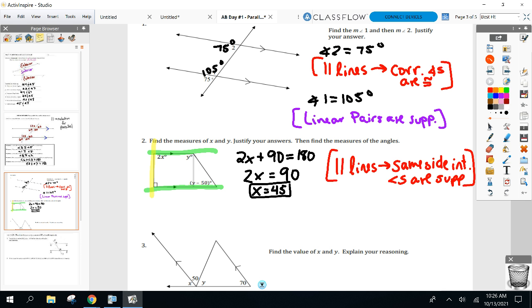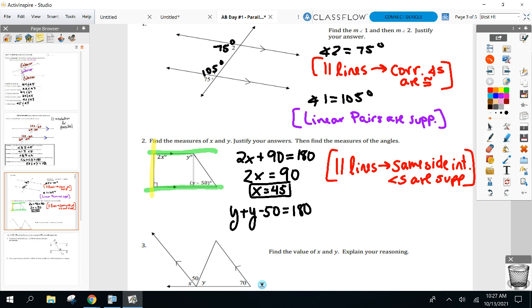What about the y and the y minus 50? What type of a relationship do they have? You think you know, Via? Aren't they like same side interior angles as well? So that means you have to add y and y minus 50 to make 180. Aren't they also inside and on the same side? Everyone agree? Yeah, those are also same side interior. So now y plus y minus 50 is also supplementary.